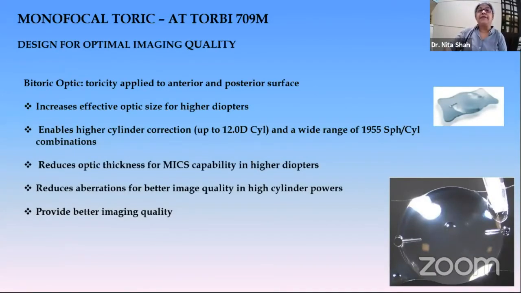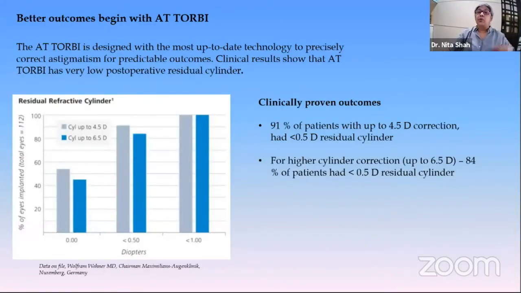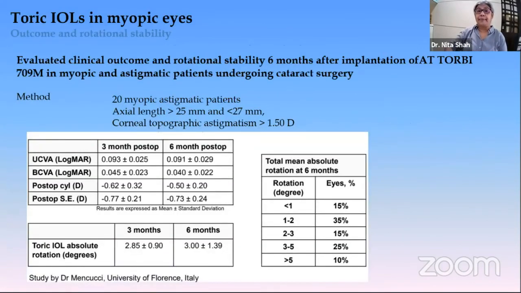So the monofocal lens that we have here, the 80 Torrid, is bitoric with toricity on the anterior and the posterior surface. And this increases the effective optic size for the higher diopters with a phenomenal diopter range of lenses available, which makes life much simpler with excellent image quality, with 91% of the patients up to 4.5 diopter correction showing less than 0.5 residual cylinder, and for the higher ones up to 84%, which is an excellent result to get.